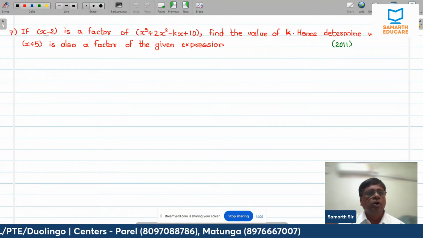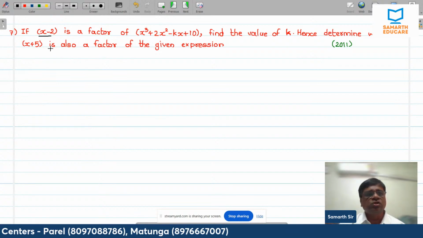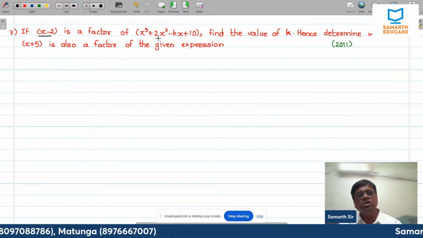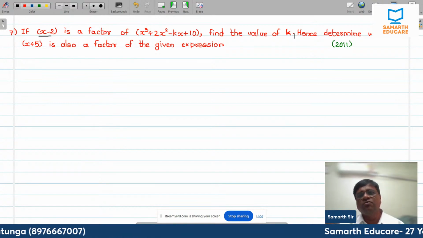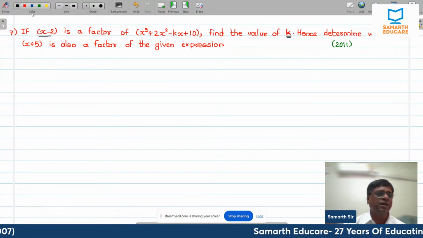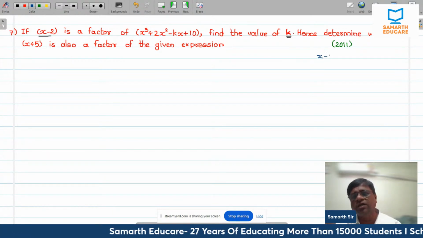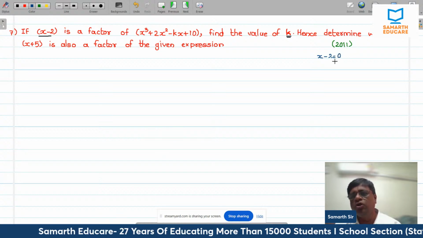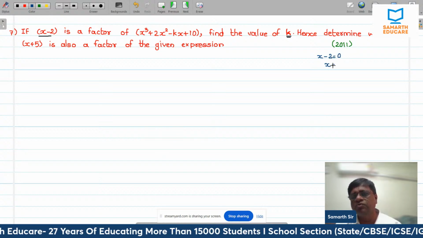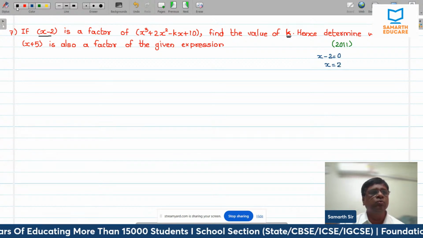Now this is a 4 marks question. If x minus 2 is a factor of this, find the value of k. Let's do the first part, and later we'll see what the second part is. So he says x minus 2 is a factor of the polynomial. That means what is the value of x? That is equal to 2.